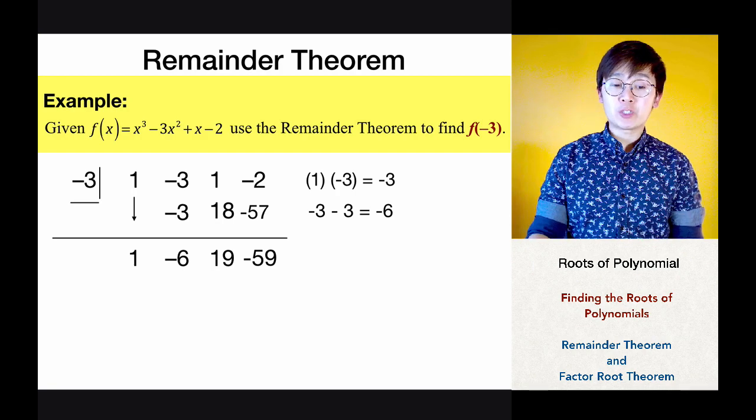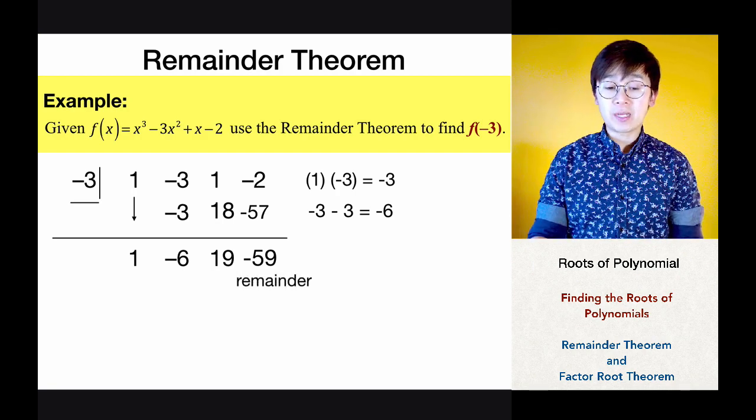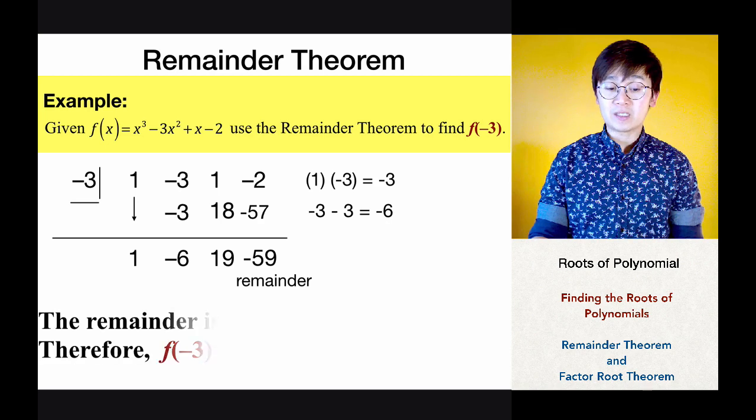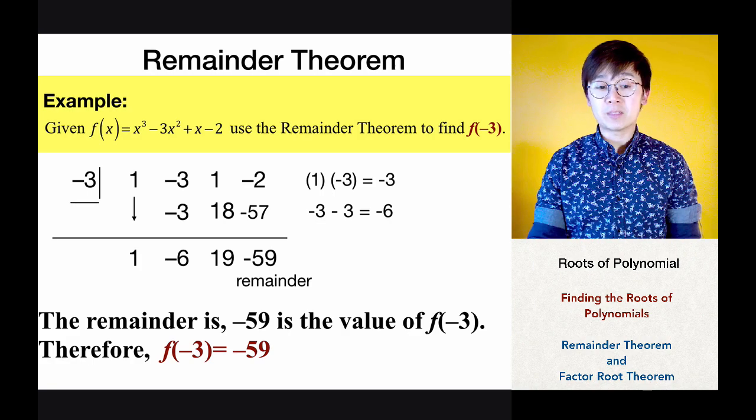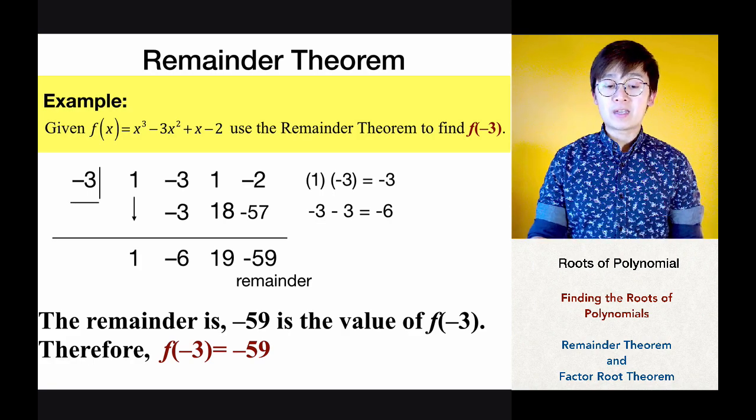So the last term in our synthetic division is our remainder, and according to the remainder theorem, the remainder of your function will be the value of f of c, and in this case f of c is f of negative 3. Since the remainder is negative 59, f of negative 3 is equal to negative 59, which means if we substitute negative 3 into f of x, it will give us negative 59, if you want to verify it. But using the remainder theorem, we know that f of negative 3 is equal to negative 59.